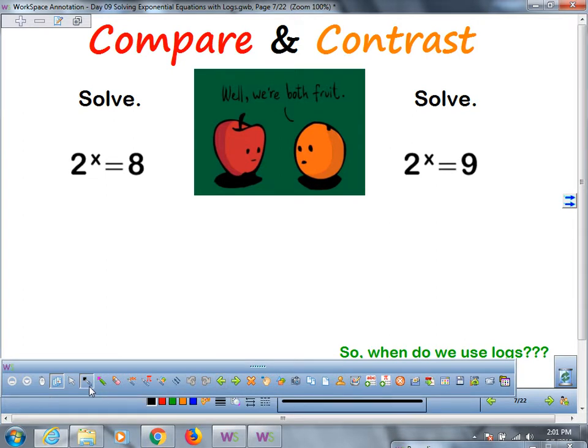I haven't heard a magic number yet. I should hear 3, right? Why should I hear 3? Fidel, why 3? Because 2 to the 3 equals 8. Just by looking at it, you guys should be able to say, well, Mrs. Muller, of course 3, because 2 to the 3 equals 8.